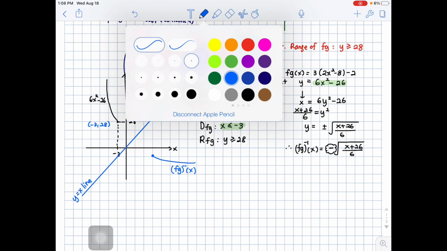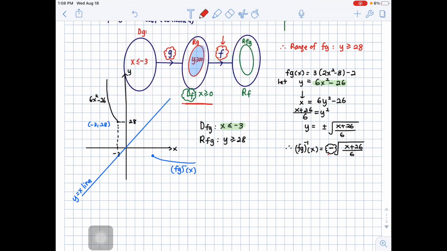From here you also can make sense of this negative here. You see, it means for any x value that I am taking for the inverse, my y values are always negative. There is no way I will get a positive value. So that tells common sense that this can never be positive because the sketch verifies it.